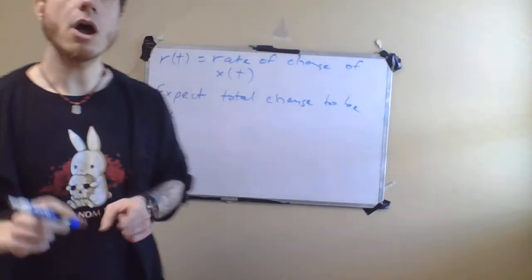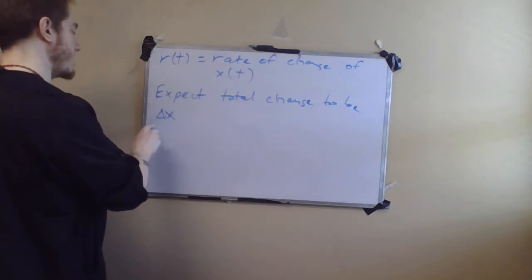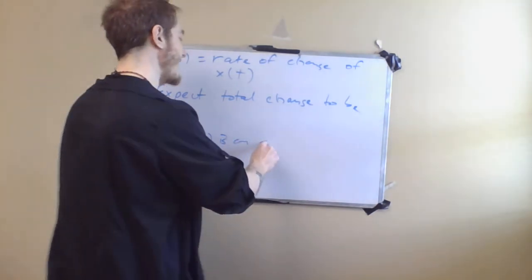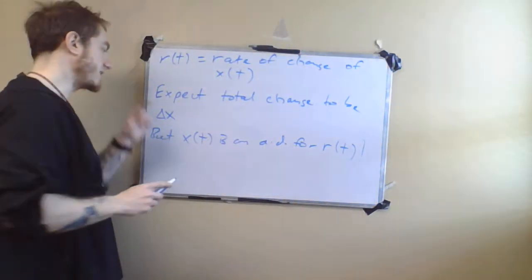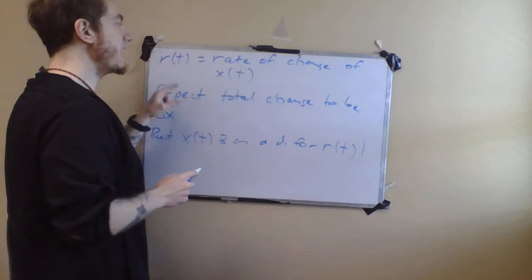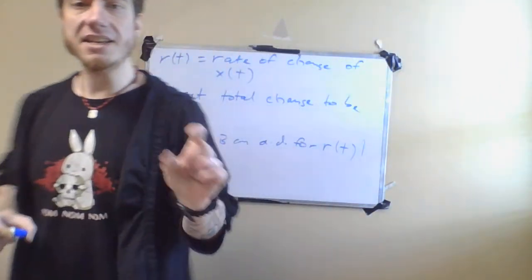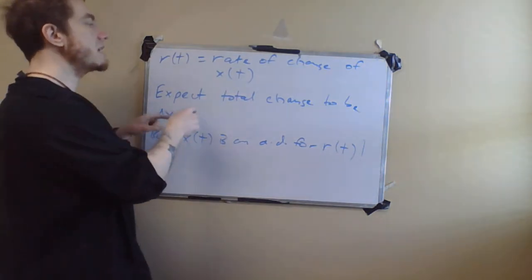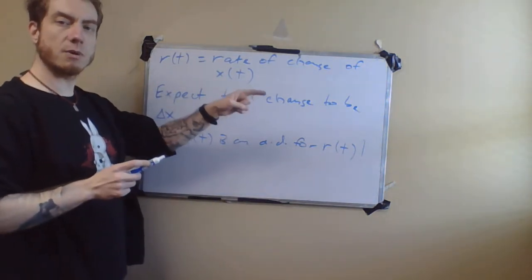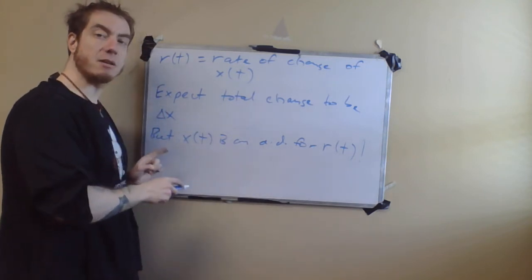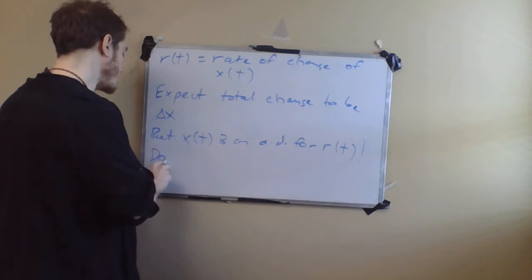However, what we know is that x of t is an antiderivative for r of t. So, what we would kind of expect is that you might be able to find the total change in something by finding the antiderivative and then finding the difference in the antiderivative between the final point and the initial point. And this does not depend upon the constant that we choose.